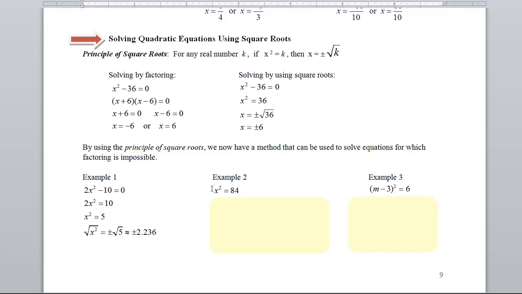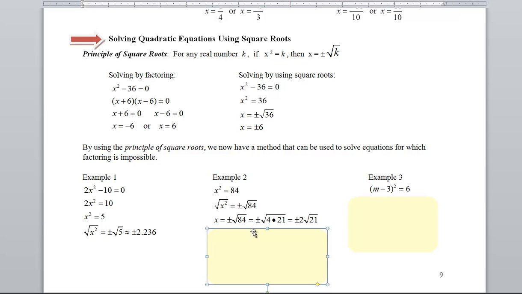Notice my x squared is already by its lonesome. So I'm going to go ahead and take the square root of both sides. And if you'll notice, there's my plus or minus. You've got to get that in there. So let me go down a little bit more. Now, what I'm doing here is I am simplifying the radical. So the square root of x squared is x, plus or minus the square root of 84.